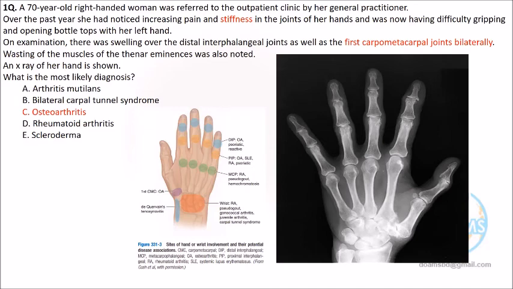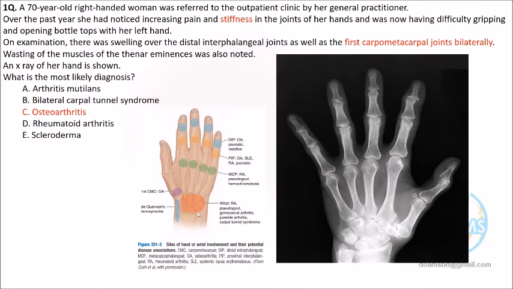Age, osteoarthritis. What, Dr. Hind? Age came with the osteoarthritis. So age is important, right? And look at the X-ray, answer from the X-ray. What is the joint involvement of the hand in rheumatoid arthritis? If you compare here also.